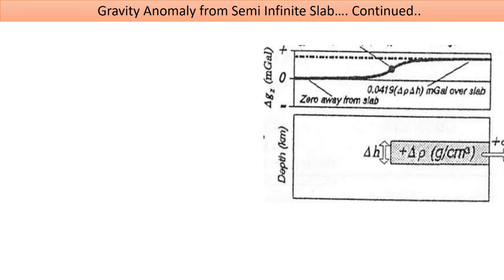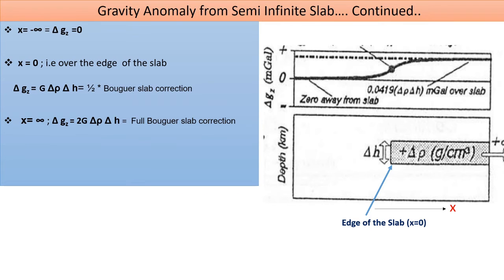Now you can see the semi-infinite slab extending to infinity in this direction with the density contrast delta rho, and there is a profile of that gravity anomaly with delta gz on the y axis along with the depth. Now it is the edge of the slab, and here is the x direction. For x tending to minus infinity, that means where there is no slab, the gravity anomaly is 0, it is obvious.